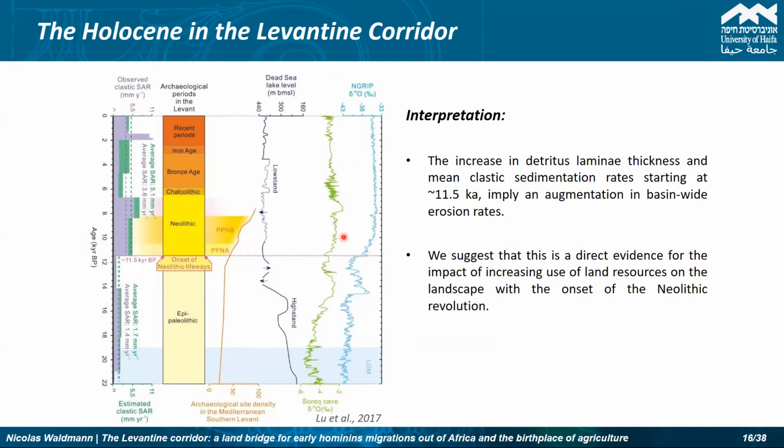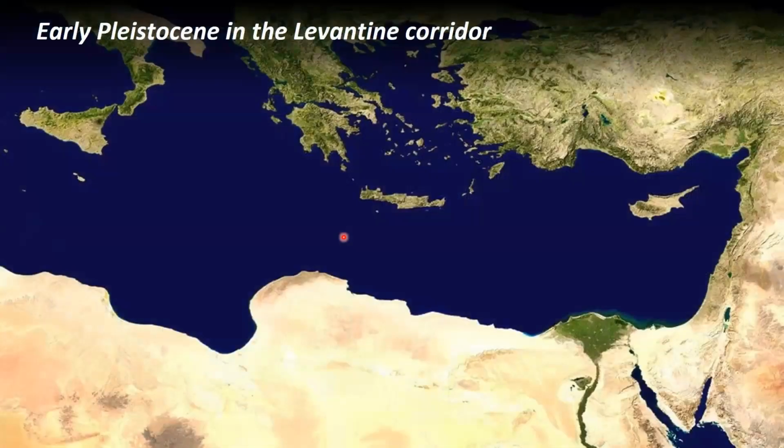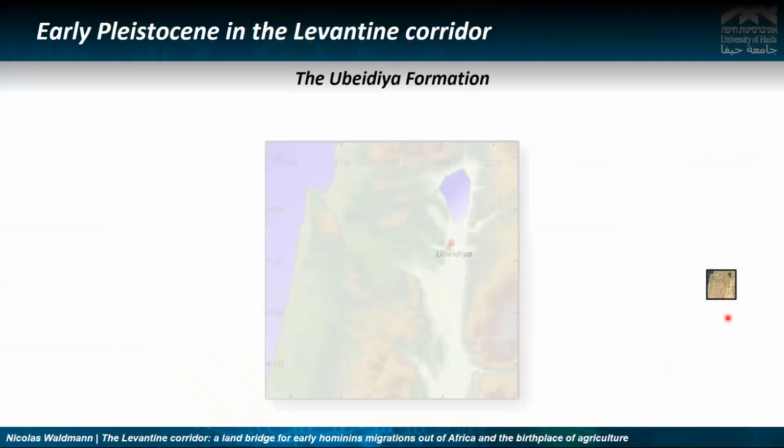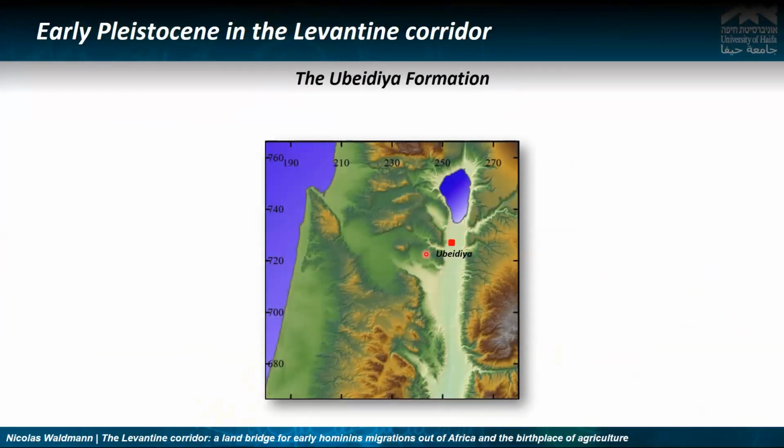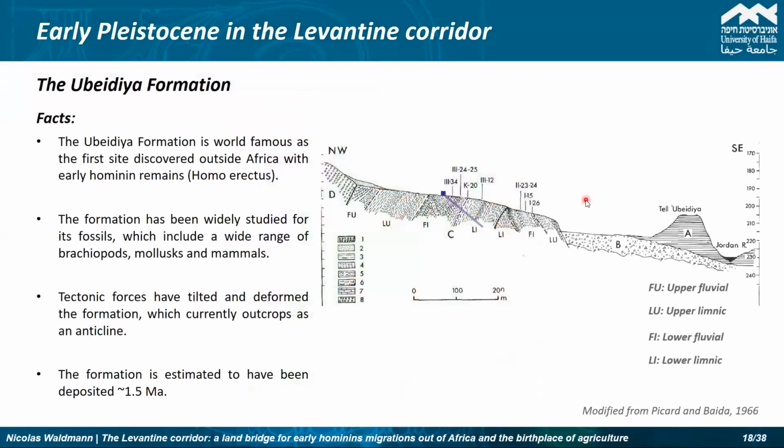Okay, but I was talking also about earlier time periods and earlier places in the Levantine Corridor. If we zoom in on the northern part of Israel, this is the site of Ubeidiya. And for those who don't know, Ubeidiya is world famous as the first site discovered outside Africa with early hominin remains, Homo erectus. It was found already in the 60s, and it was well described in 1966 by Picard and Baida, with this beautiful drawing.